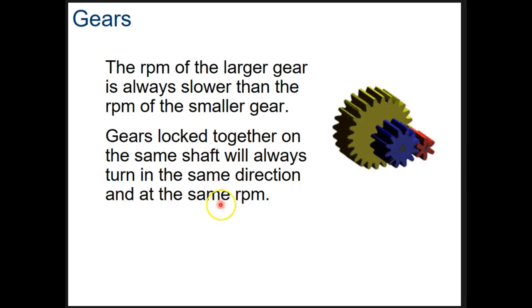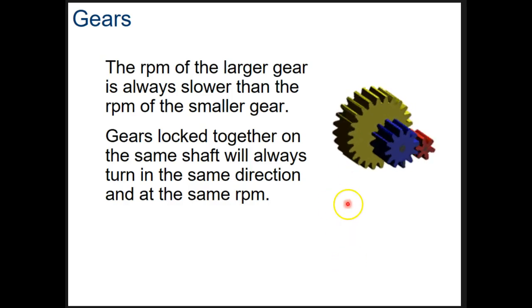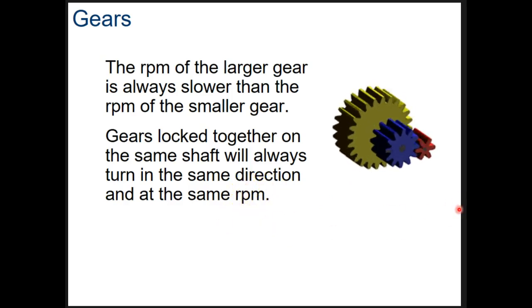And if you have two gears that share the same axle, like this yellow and blue gear here, these two are on the same axle. That means they spin with the same speed. They have the same revolutions per minute.